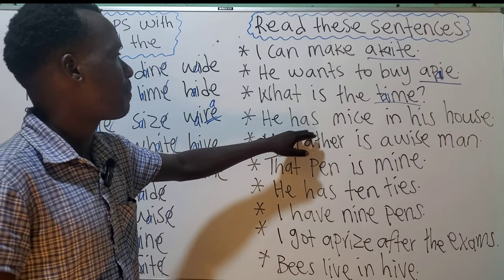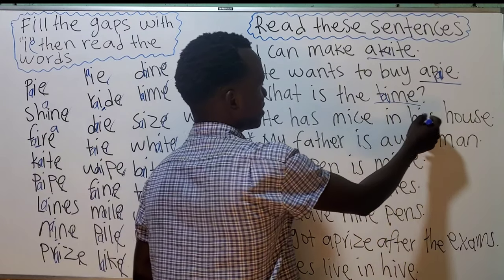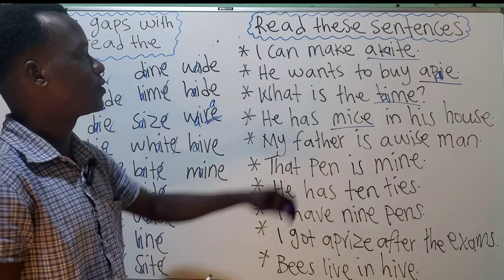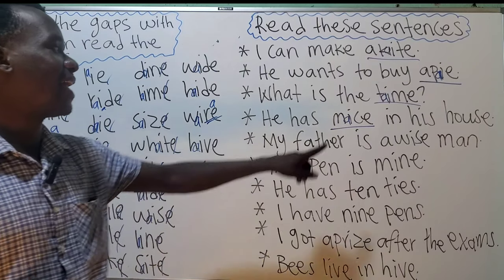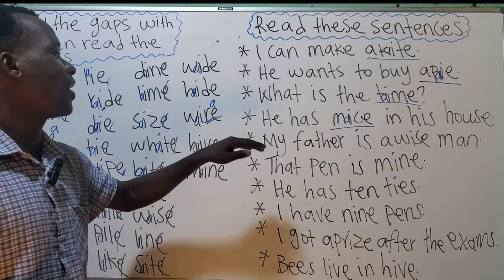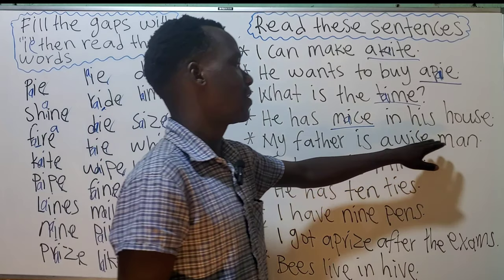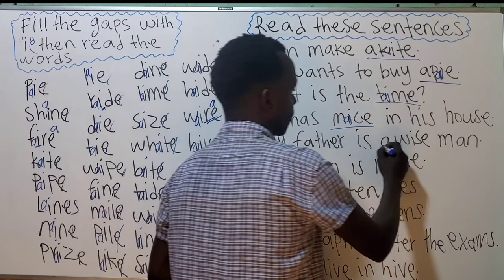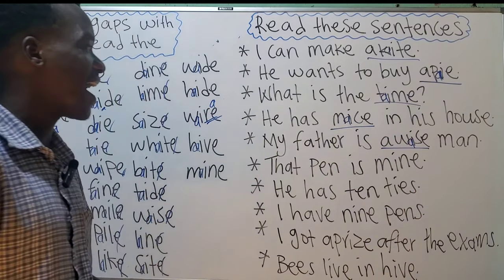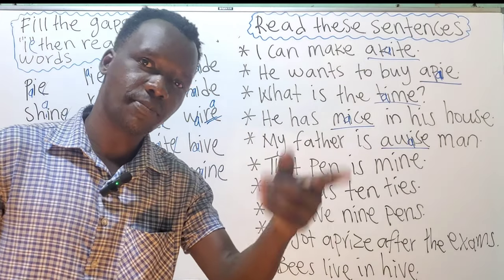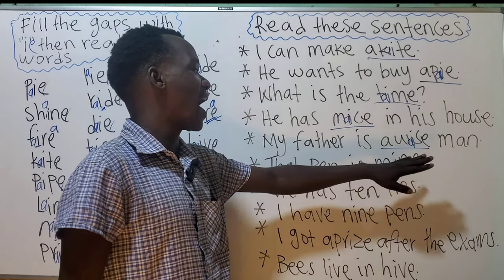He has mice in his house. He has mice in his house. Yes, this noun has an invisible letter, which is A. Okay. Ma is E. And then my father, this I is E. My father is a wise man. Also, there's an invisible letter somewhere here. A. You can hear me sound it, but you cannot see it. That's what I'm meaning. Yes, that pen is mine.